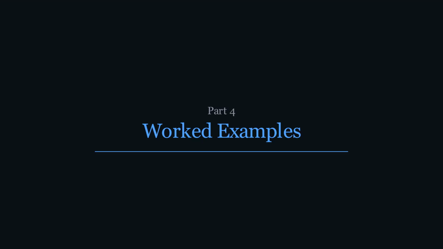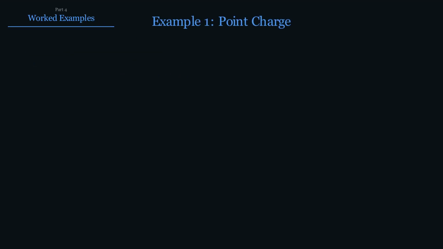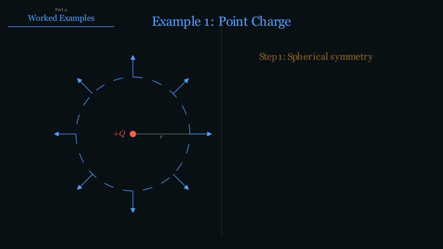Let's put everything together and actually solve problems. Example 1. Find the electric field at distance r from a point charge q. Step 1. Identify the symmetry. A point charge has spherical symmetry. The E field points radially outward and has the same magnitude at any distance r. Step 2. Choose the Gaussian surface. A sphere of radius r centered on the charge. Step 3. Apply Gauss's law.